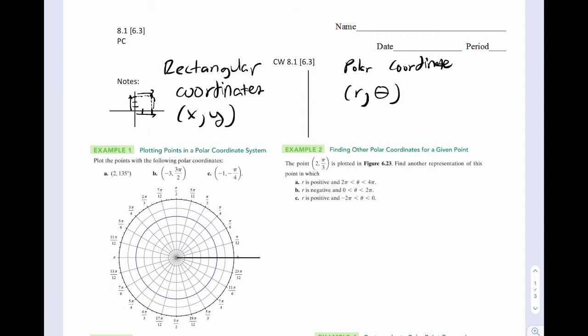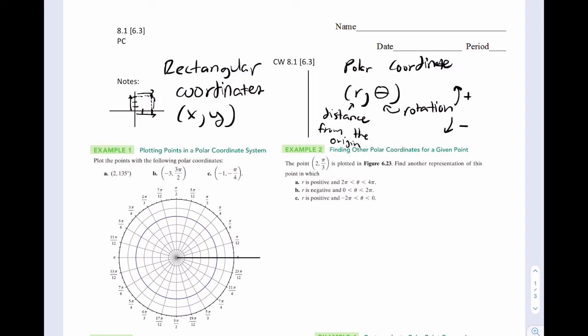Now what r is going to be is this: the distance from the origin, and theta is simply your rotation. So just like our trigonometry work with triangles, positive rotation is going to be counterclockwise or up first. Negative rotation is going to be clockwise or down first.